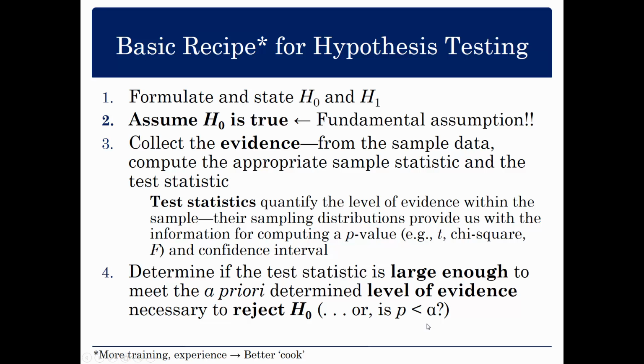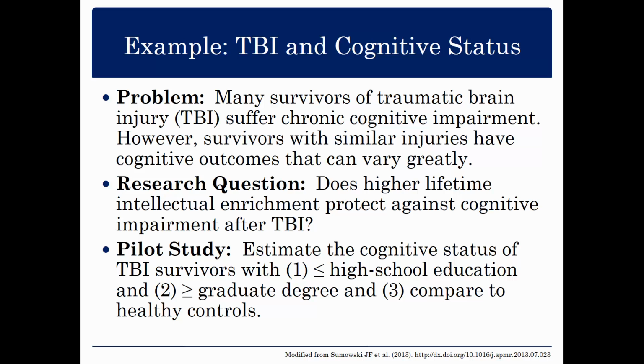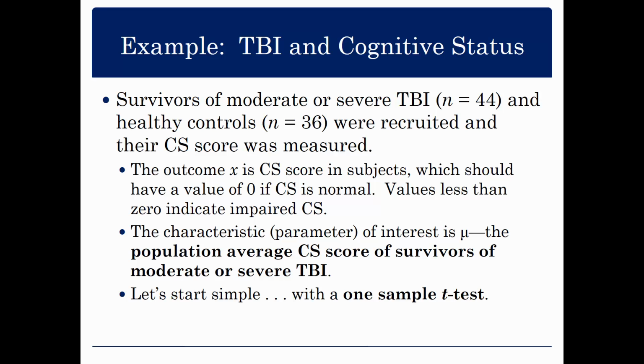So if we go back to the TBI example, let's suppose we did an experiment here. We have survivors of moderate or severe TBI. We've got 44 of them. And let's say we've got 36 healthy controls. In each of these two groups, we record the subject's cognitive status score, and we're going to compare their averages.